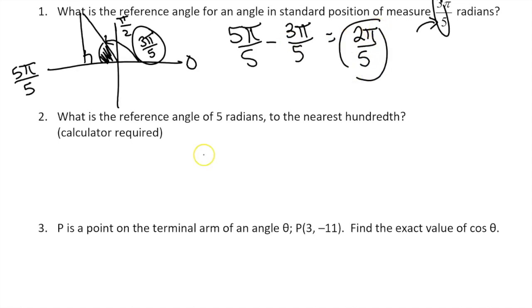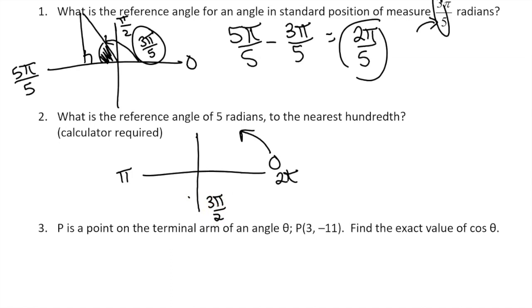What's the reference angle of 5 radians? We need a calculator for this. Once again, we have 0, we go all the way around to 2 pi. Here was pi, and here's 3 pi over 2. If we go 5 radians, sorry, not 5 pi radians, just 5 radians, we are just past the third quadrant into quadrant 4. This right here is 6.28 as a decimal, that's just 3.14 doubled. And 3 pi over 2 in your calculator is around 4.71.